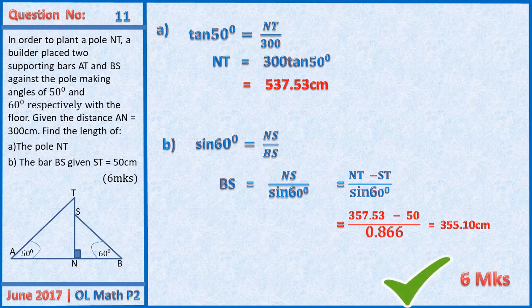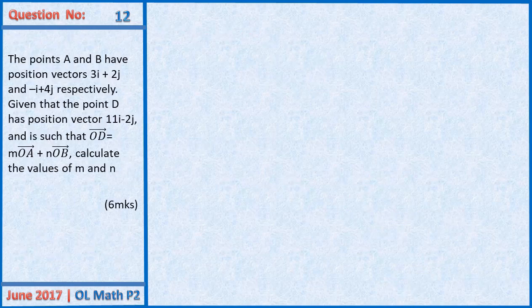Alright, question number 12. The points A and B have position vectors 3i minus 2j and minus i plus 4j respectively. Given that the point D has position vector 11i minus 2j and is such that OD equals m vector OA plus n vector OB, calculate the values of m and n. In this question, they have given us a relationship between the vectors OD, OA, and OB. So we write down this relationship.